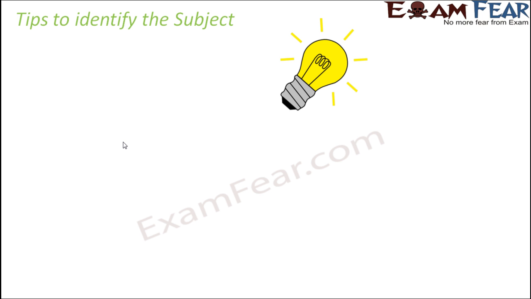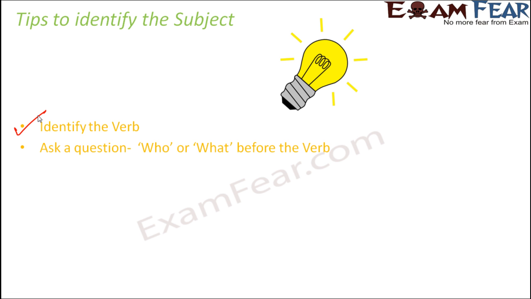Now, most of the times we are given a sentence and we have to identify which is the subject and which is the predicate. Now, let us quickly discuss some of the tips to identify the subject. So, first of all, you have to identify the verb. And then you have to ask a question to yourself, adding who or what before the verb.